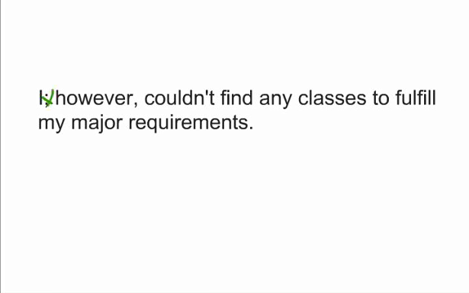It shouldn't be there. So how do we fix this sentence? Well, because the word however is extra information, it's not necessary in the sentence, we can still read the sentence without however, and it makes sense. I couldn't find any classes to fulfill my major requirements. Because it's extra information, we can actually set it off with a comma. I, however, couldn't find any classes to fulfill my major requirements. And that would make the sentence correct.